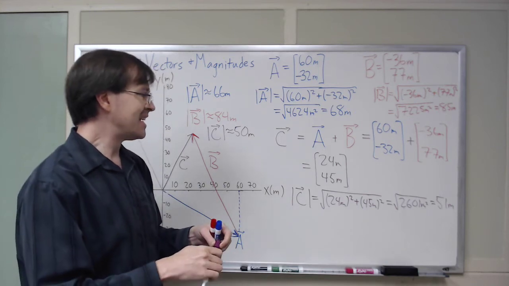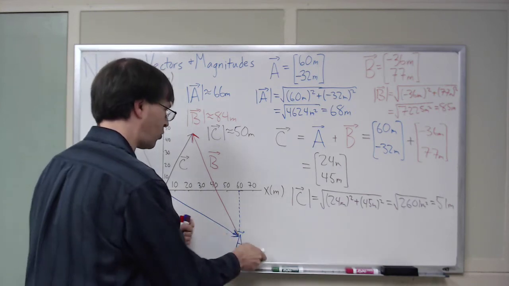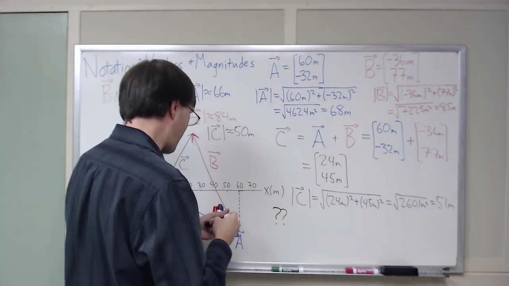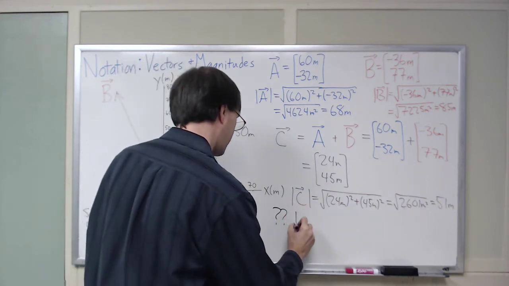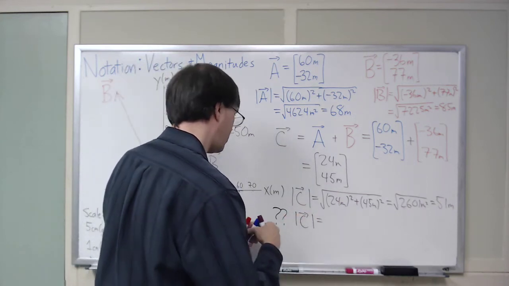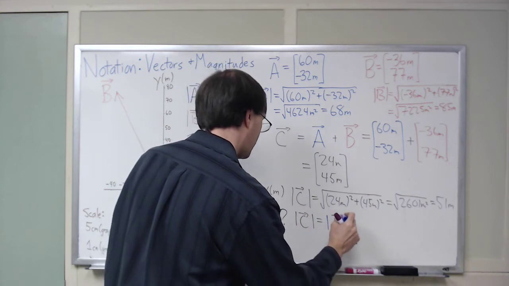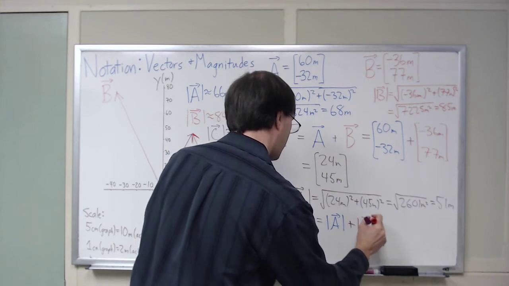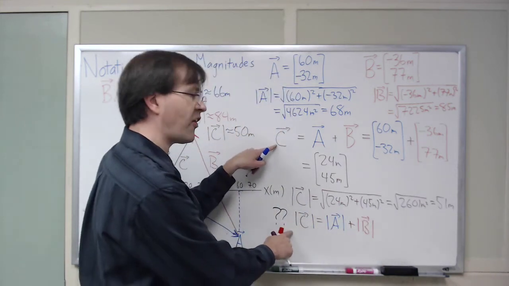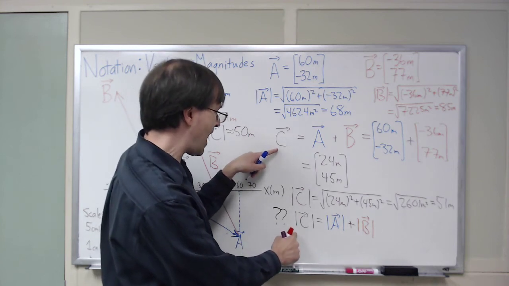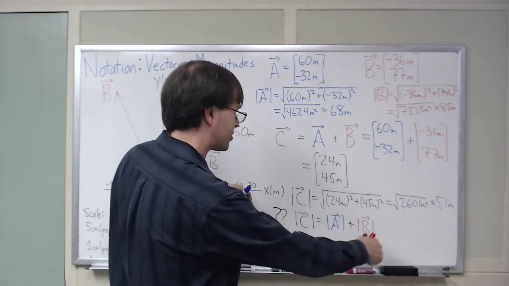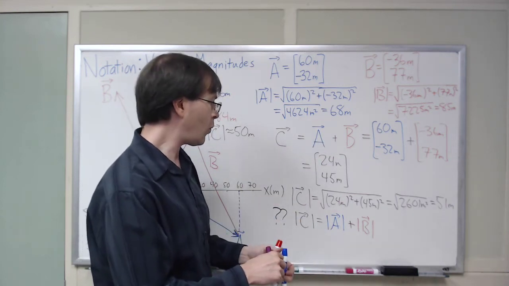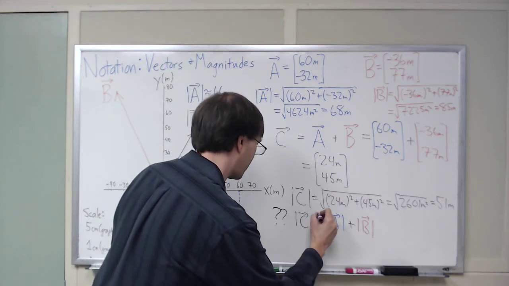Now let me ask, is it true? I'll put a big question mark here. Is it true that the magnitude of C is equal to the magnitude of A plus the magnitude of B? Compare these equations. These look very similar. The difference is here I have magnitudes. At the bottom I have magnitudes. Here I just have the vectors, not the magnitudes. Is this equation true?